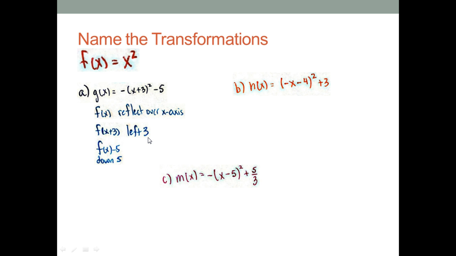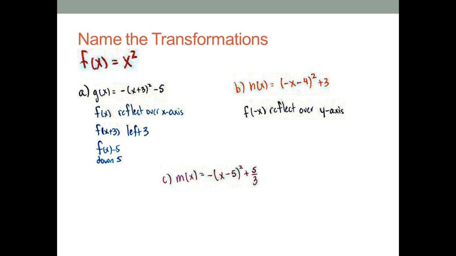And finally, I see that I have a -5 at the end of the function. Now that -5, since it is at the very end of the function, means that I have moved down 5 units. So let's take a look at b.